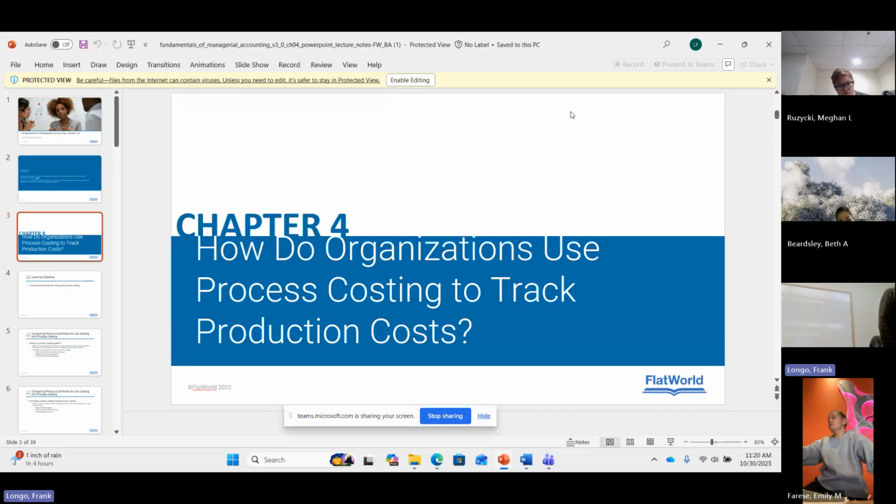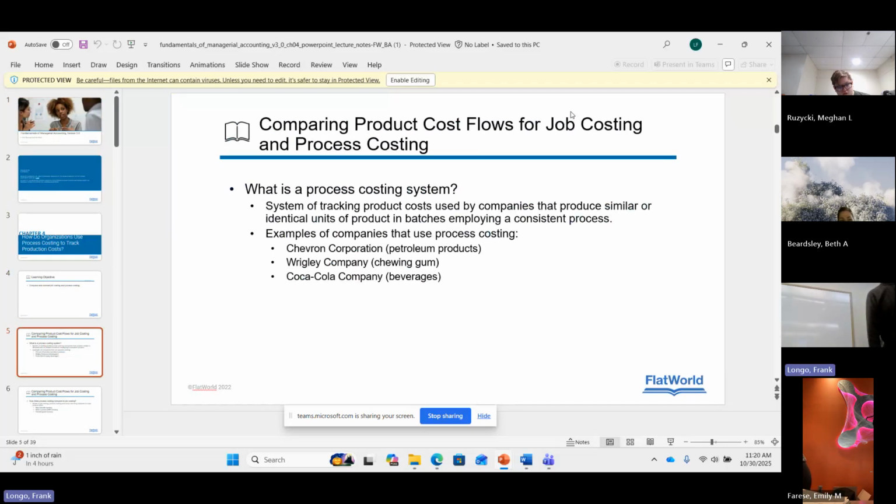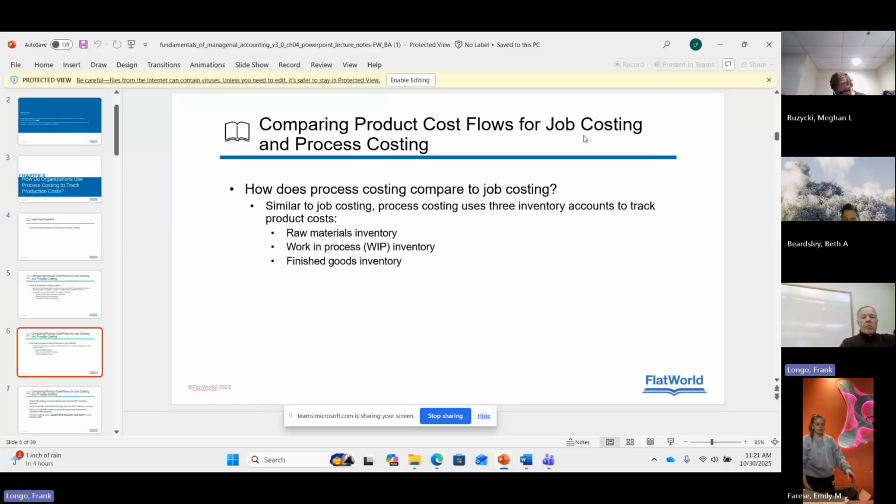Let's just introduce chapter 4. How do organizations use process costing to track production costs? So process costing, that's what the word says: assigning costs based on a process. Where we make a lot of the same products, we use process costing. It's different.